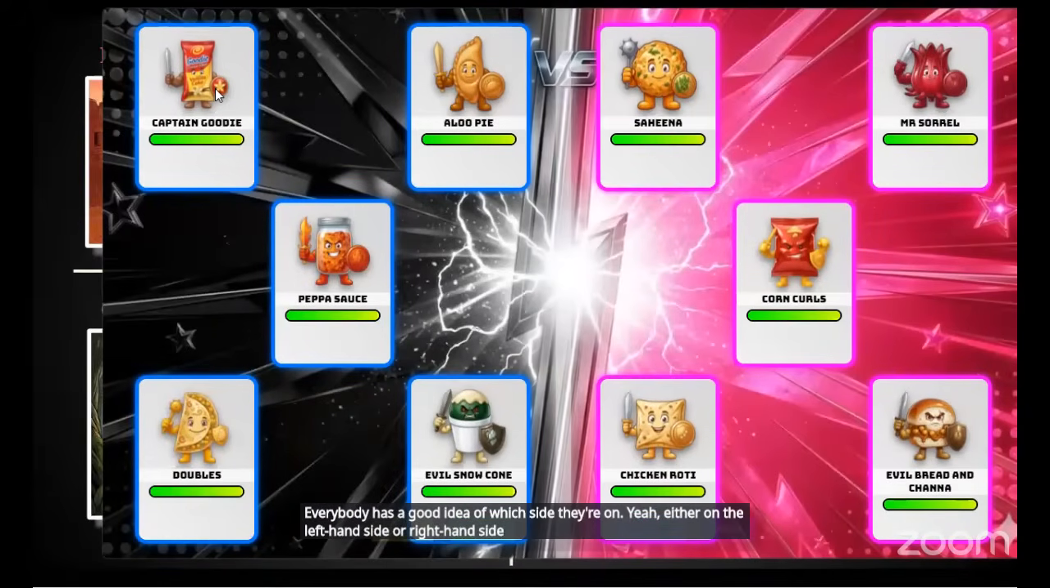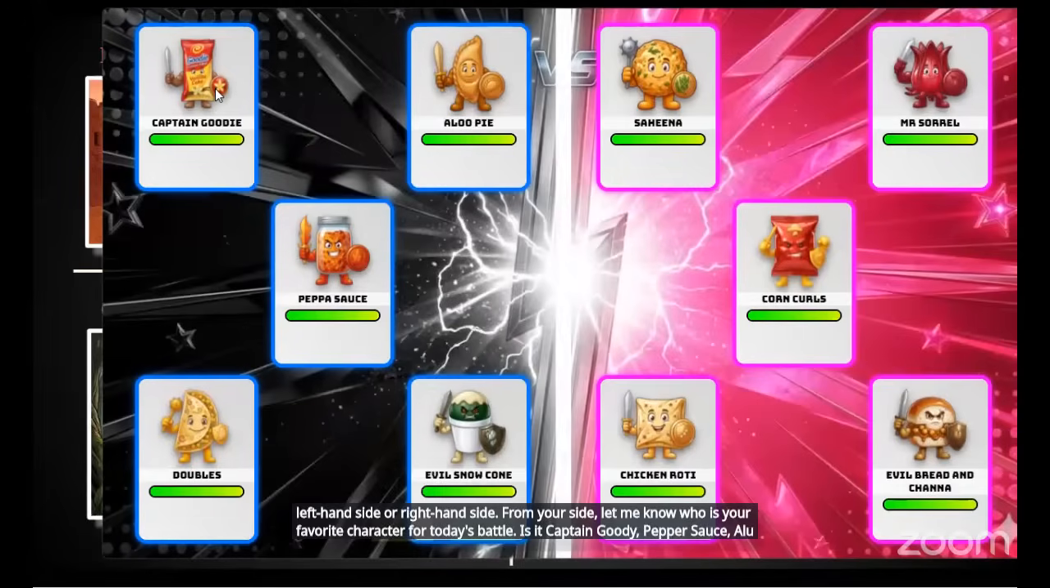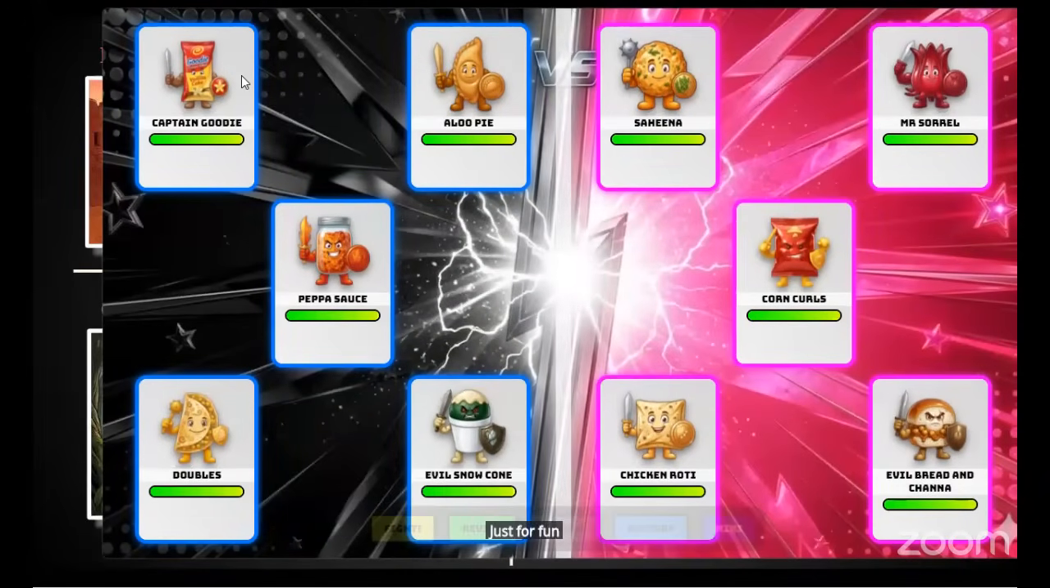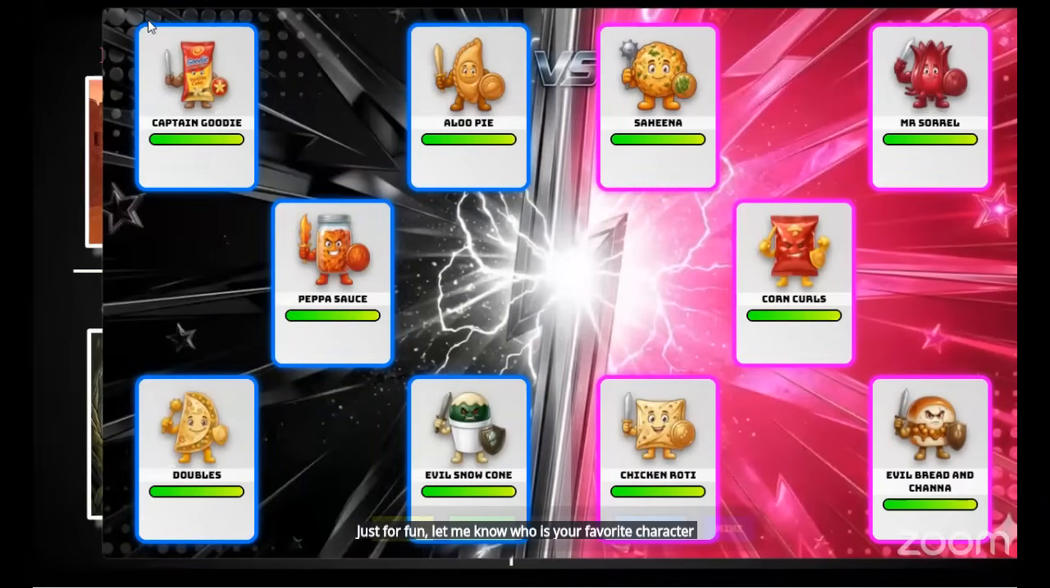From your side, let me know who is your favorite character for today's battle. Is it Captain Goody, Pepper Sauce, Alu Pie, Corn Curls, Evil Bread or Chana? Just for fun, let me know who is your favorite character today.